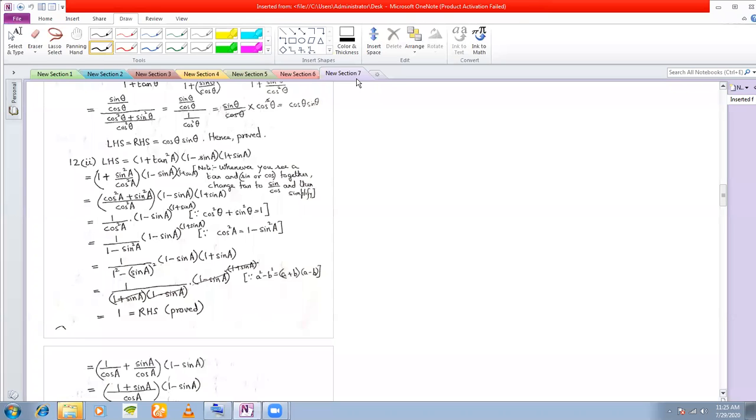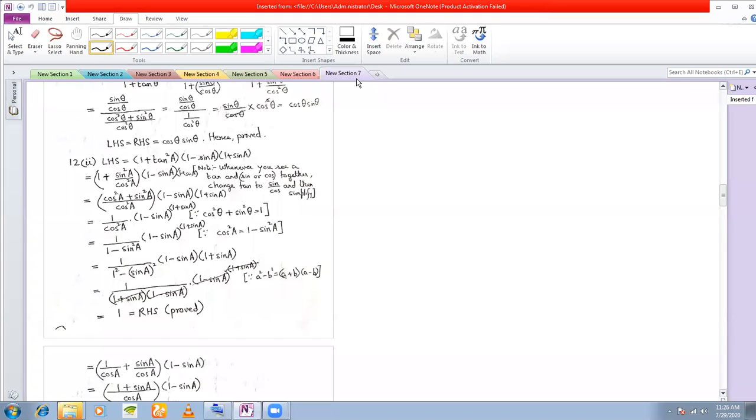If in the problem you see a combination of tan, sine and cos, your first step is to change tan to sine by cos. These are the major techniques that I am telling you. If you see cosec and cot, you change cosec to cot or cot to cosec. If you see sec and tan, you change sec to tan or tan to sec. If you see a combination of sec and cos, you change sec to cos. If you see a combination of cosec and sine, you change cosec to sine. These are the major rules that you want to remember.